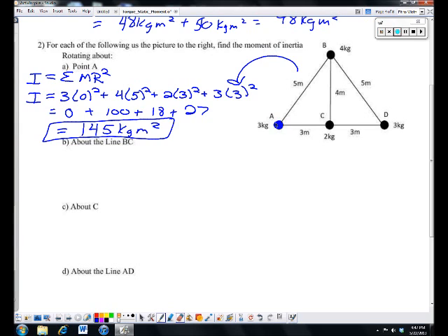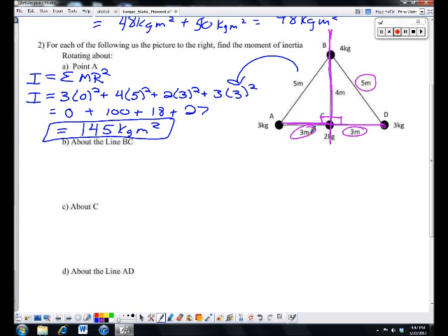So let's erase this. That was number 1 only. Now let's do about a line. This is a little bit trickier. The line BC. So when you rotate about a line, the important idea is that you always pick the shortest distance, the perpendicular distance between a point and that object. So for instance, although you could say point D is 5 meters from the line, it's actually only 3 meters from the line. You pick your perpendicular values.